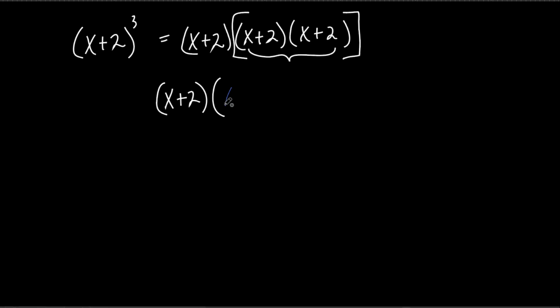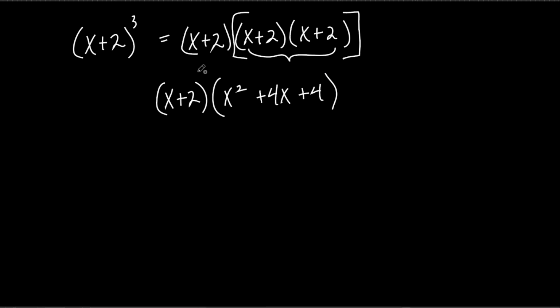X times x, which is x squared. Now let's do the outside and inside at the same time. The outside is going to be 2x. The inside is going to be what? 2x. Add those up, you get 4x. See? You can do that in your head, can't you? Let's do the last. 2 times 2 is 4. Are we done? No. Now we can distribute just like we did earlier.